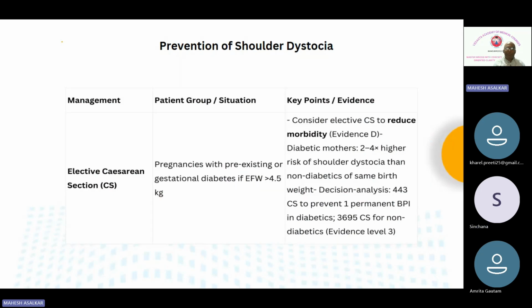For pregnancies with pre-existing or gestational diabetes mellitus, if the estimated birth weight is more than 4.5 kg, then elective caesarean section may be considered to reduce the morbidity. Diabetic mothers have a 2 to 4 times higher risk of shoulder dystocia than non-diabetics of the same birth weight. So that we have seen just now at the time of induction of labor.